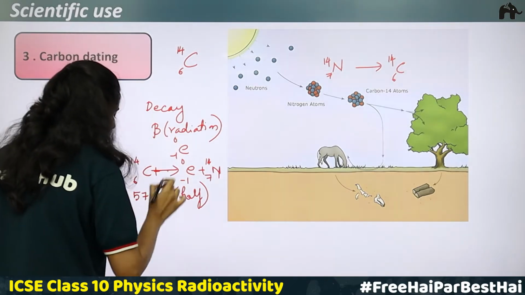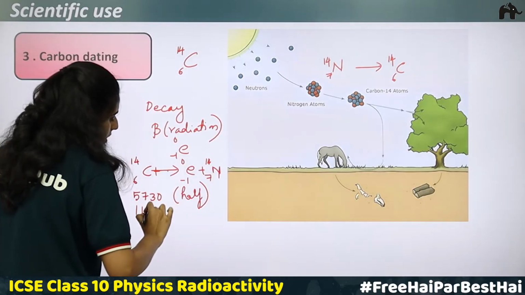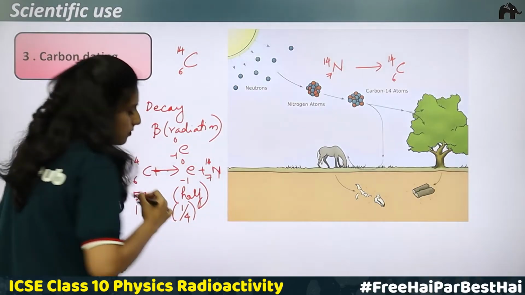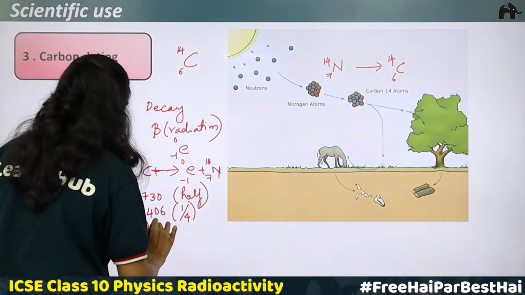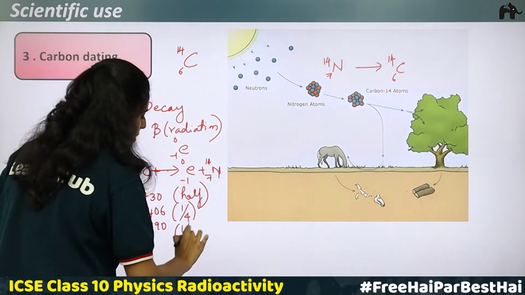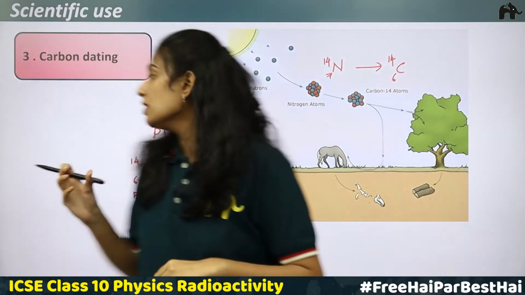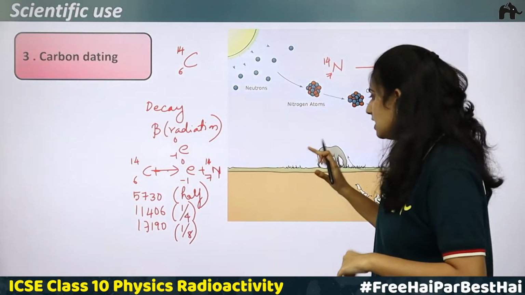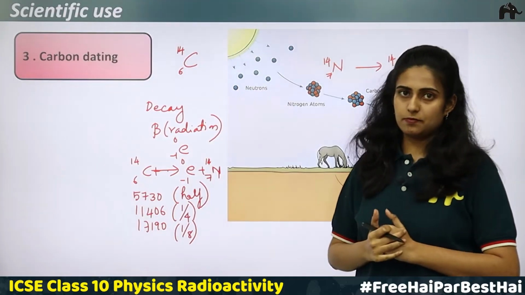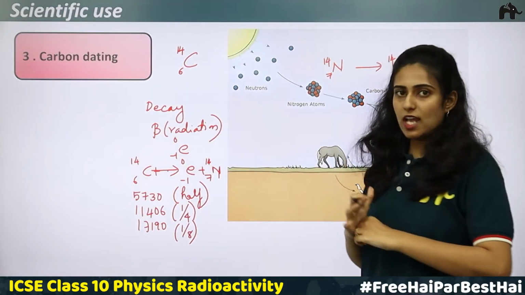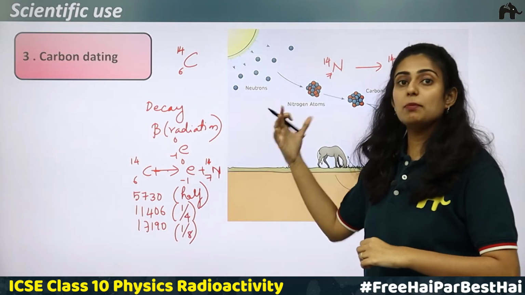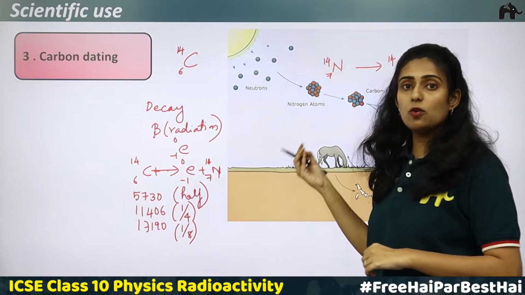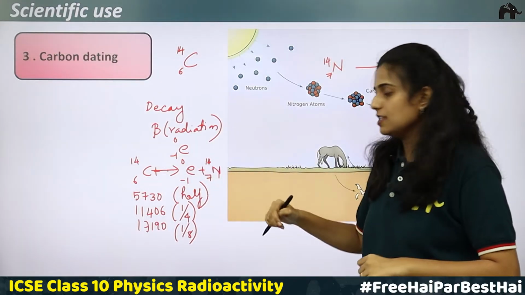Next, after 11,406 years, it would become 1/4. After 17,190 years, it becomes 1/8. So, by finding the amount of carbon-14 in the material, we can see how old it is. Clear? After many years, the carbon-14 will get completely decayed. It won't be present. In that case, you won't be able to say how old the substance is. So only this many years can be determined.